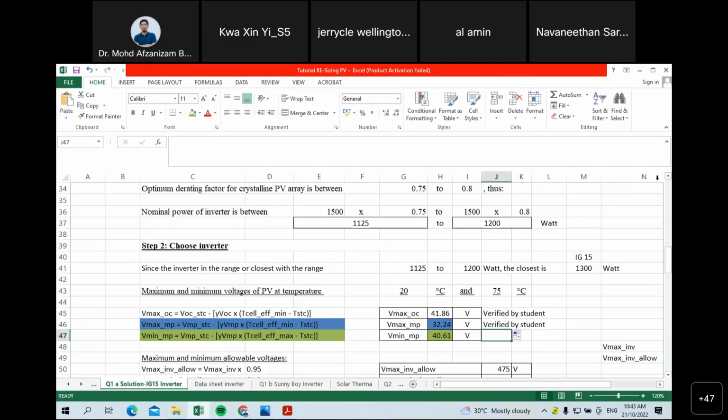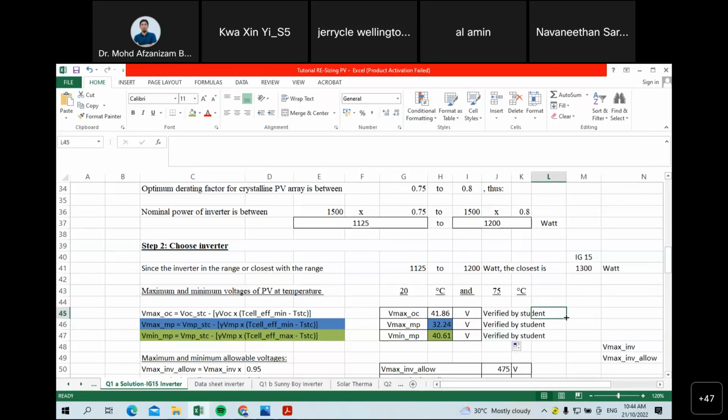Vmin MP. Is that 40.61? Okay, so dapat dah juga seorang. Sam, okay, dah dapat. Kita minta lagi dua kawan verify. Kalau lagi dua kawan dapat verify 40.6, then next move lah. Xiao dapat 40.6. Okay, another one. Alright, so confirm. Okay, settle.